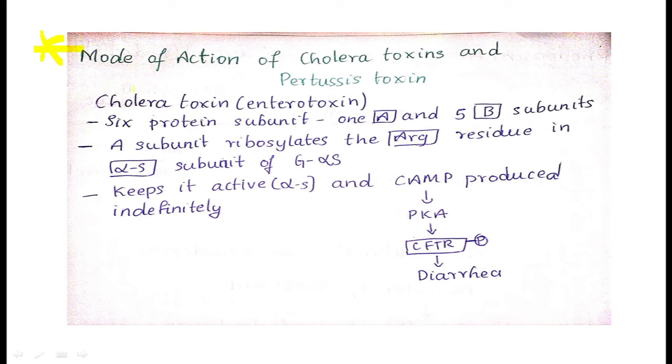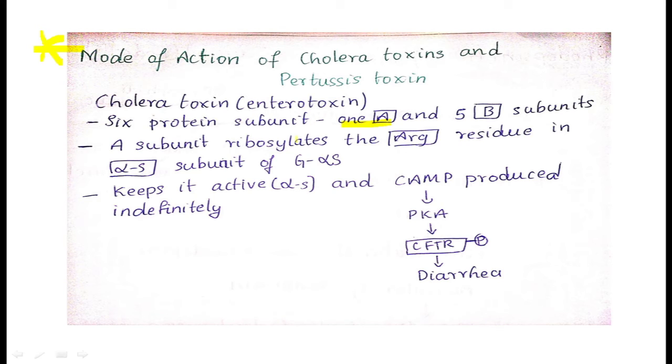Mode of action of cholera toxin and pertussis toxin. Cholera toxin is an enterotoxin, meaning it is going to affect your intestine. It is a 6 protein subunit toxin, 1 A and 5 B subunits. So this toxin is made up of proteins. It has 5 B subunits and 1 A subunit.